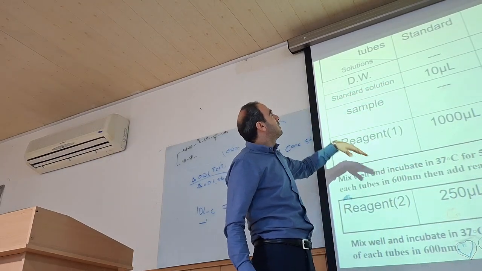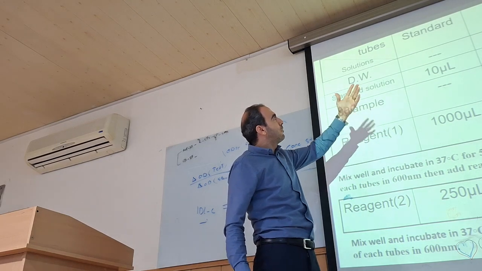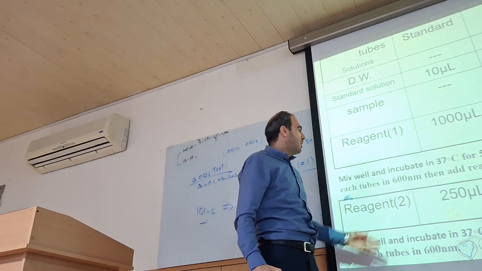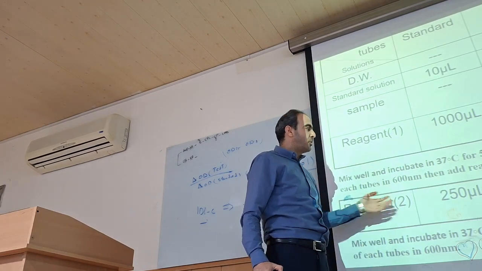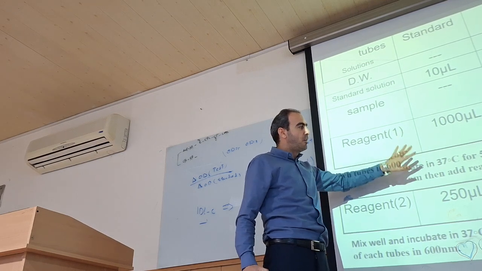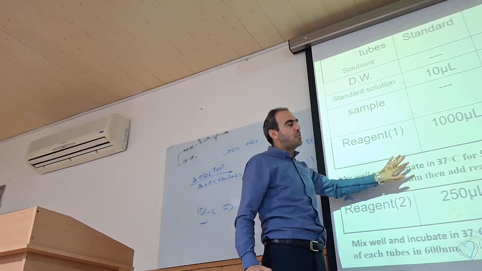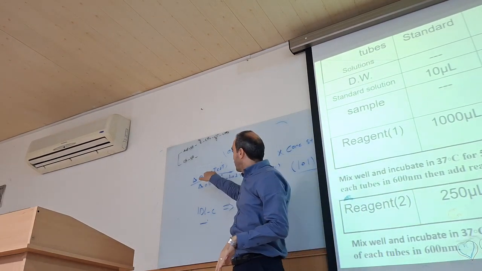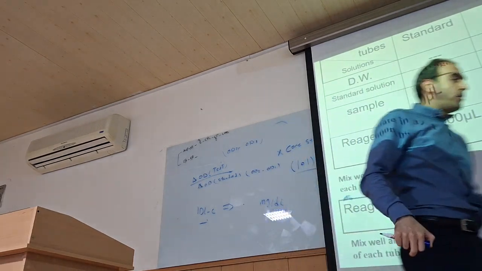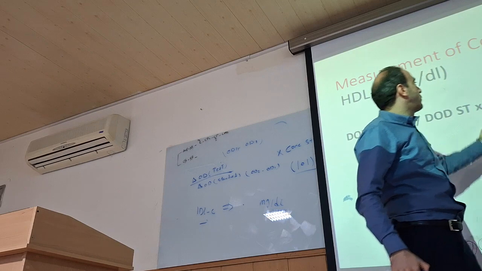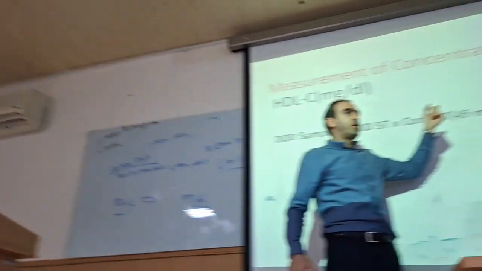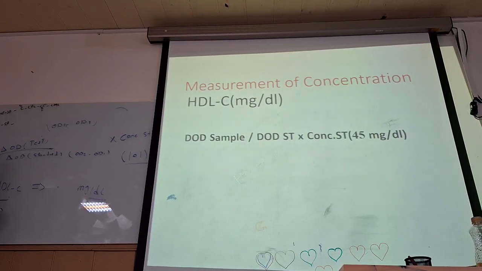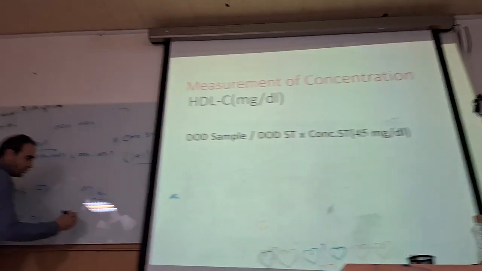Again, like that, we have 10 microliters of each of the standard, blank and test, 1,000 microliters of reagent number 1, and 200 microliters of reagent number 2. Here again, we have incubation of 5 minutes or 10 minutes at room temperature. Again, calculate the OD of test, OD of standard, multiply by HDL concentration, which is 45. So you should report the HDL cholesterol concentration in milligram per deciliter.